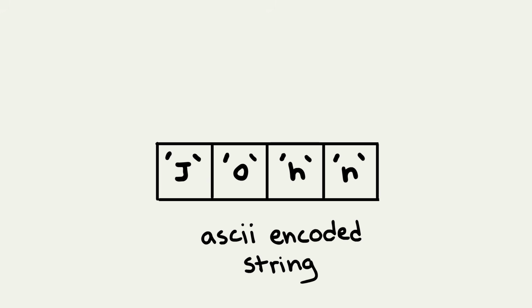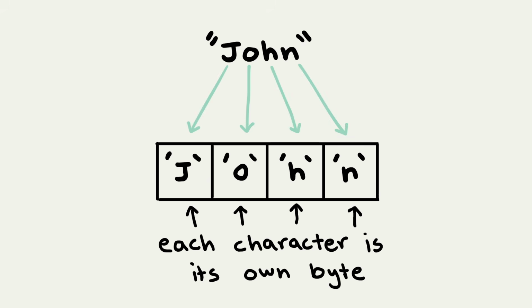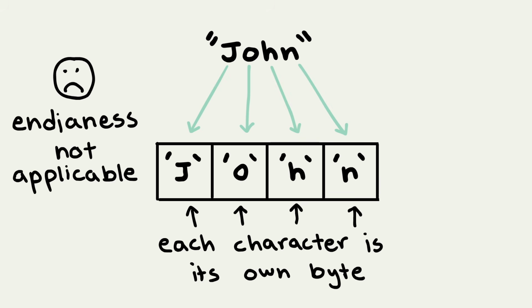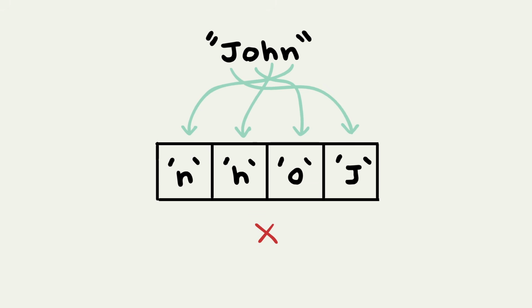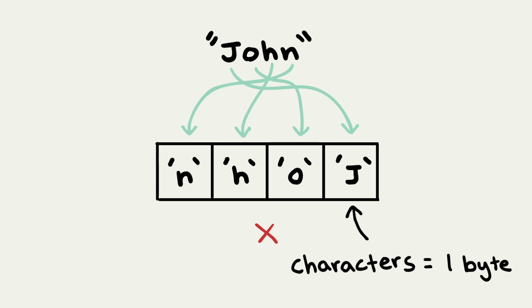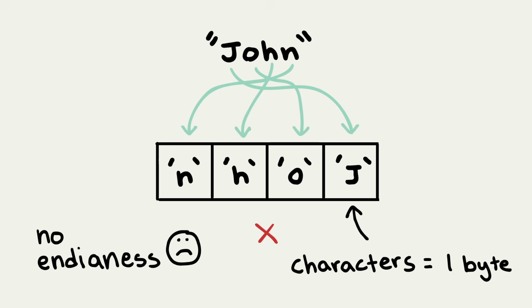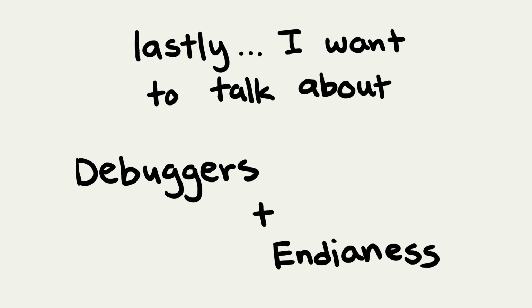For example, let's say we have an ASCII encoded string, John, with each character being its own byte. In this case, talking about endianness wouldn't really be meaningful because each byte is its own value. John wouldn't be represented like this because the values we're talking about here are characters, which are each one byte, so there's no endianness. Lastly, I want to talk about debuggers and endianness.